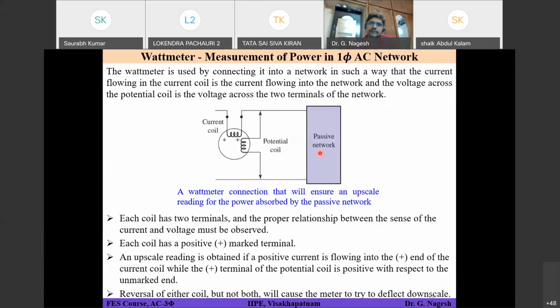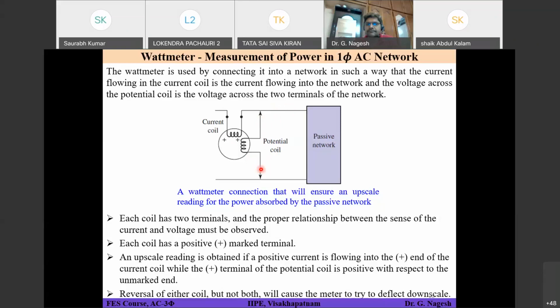Right. So that's why we are connecting some resistance in that, so that the current flowing into this potential coil will be very small as compared to the current flowing into the passive network. Let's say 100 amperes is flowing in this, maybe 0.5 or less than that will flow into this potential coil. They will design it in such a way that they use large resistance.